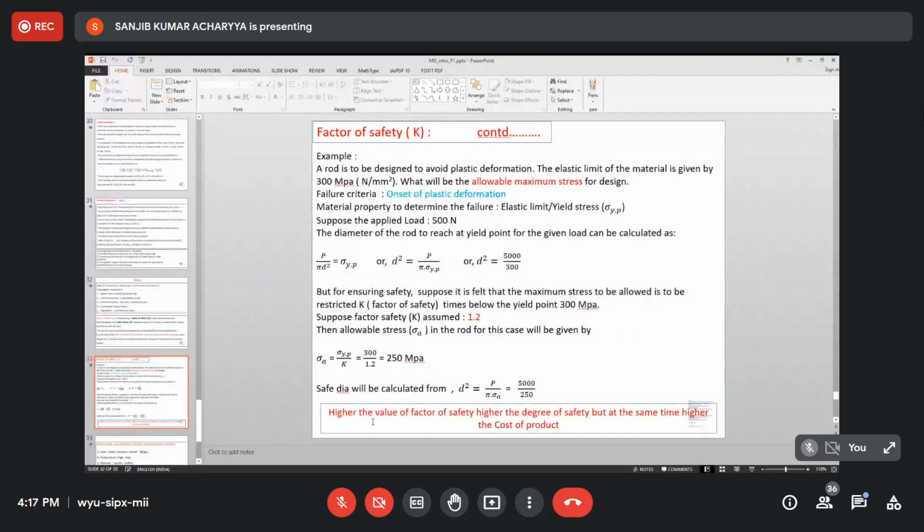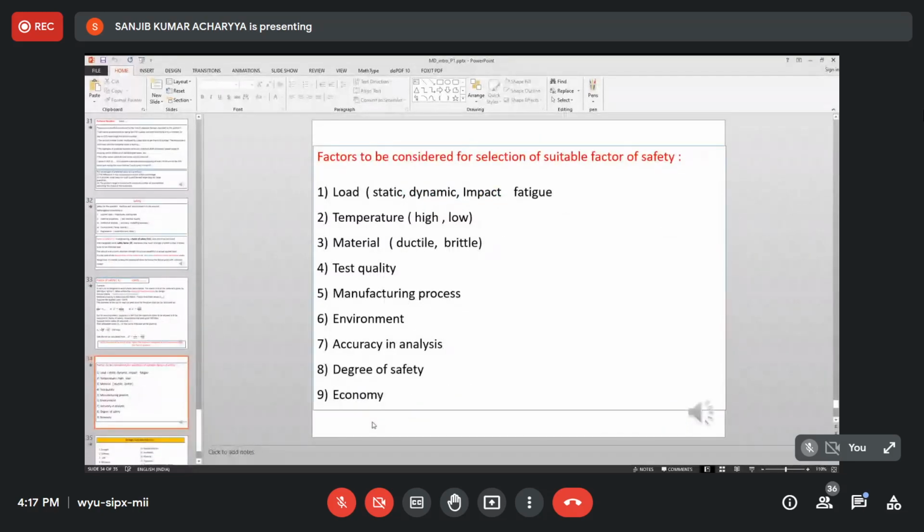Here I have given the same example I have just told now. Now the important point: what are the factors which determine the value of the factor of safety? Here I have listed load. Why load? Because uncertainty is more in case of fatigue, impact, dynamic, static, in this order. If the load is static, uncertainty is less. If the load is dynamic, more uncertainty. For impact, furthermore. For fatigue, furthermore. So the value of the factor of safety should be highest in case of fatigue, then impact, then dynamic, then static.